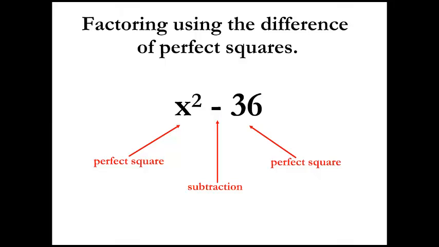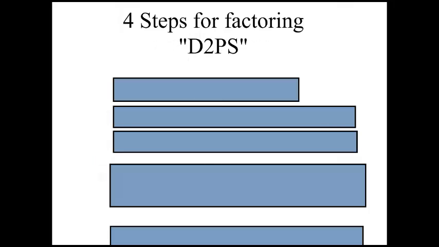So to factor using the difference of perfect squares, there are several conditions that must be met. It is called the difference of two perfect squares. Difference meaning subtraction. Two perfect squares, 1, 2, both perfect squares, and then we're all set to go. How do we do that?